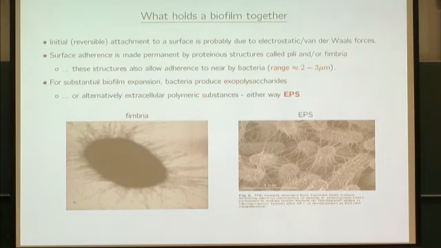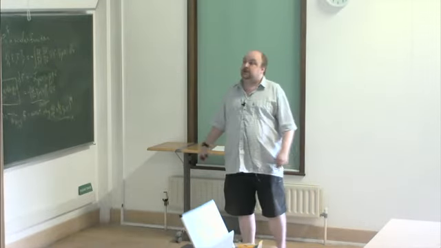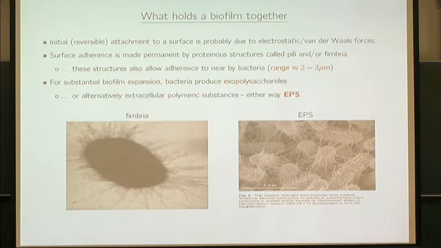These fimbriae also connect to other bacterium, but the range is around 2 to 3 micrometers. So the bacterium has to be fairly close, on the length scale of a bacterium. So in the early state, there is some mechanism by which they attach to each other, but it's not a strong mechanism and it's easily broken.